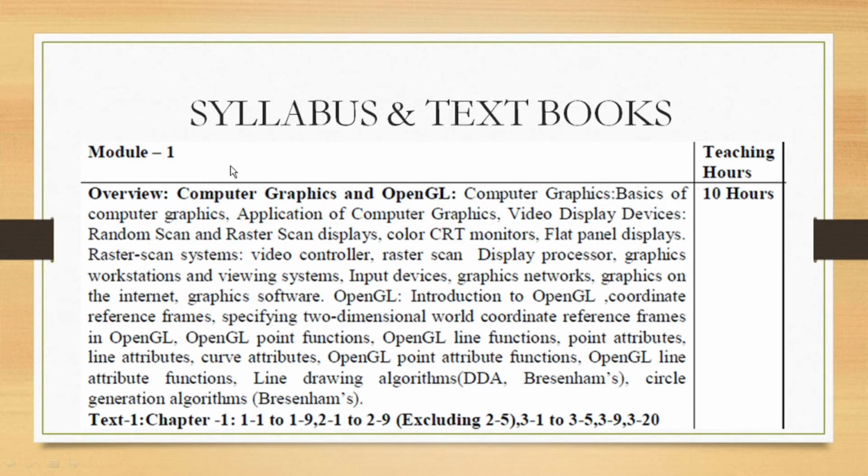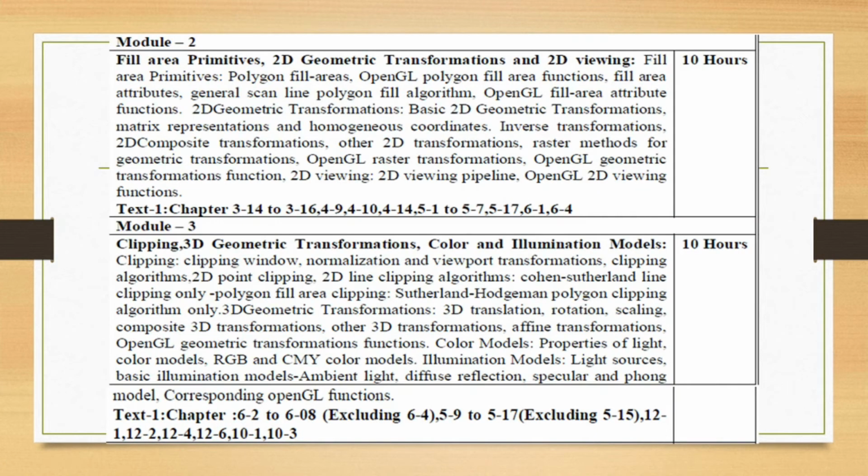For this subject we have two textbooks, textbook 1 and textbook 2. Module 1 is available in textbook 1, and the chapters for module 1 are given in the syllabus. Next we have module 2, fill area primitives, 2D geometric transformations and 2D viewing. This second module is also in textbook 1.